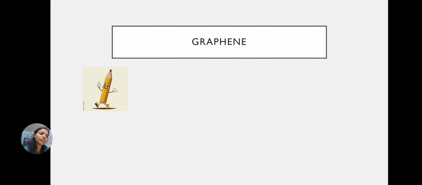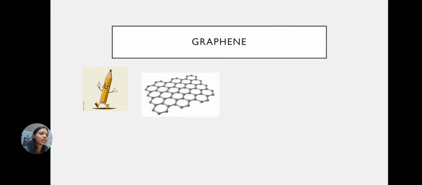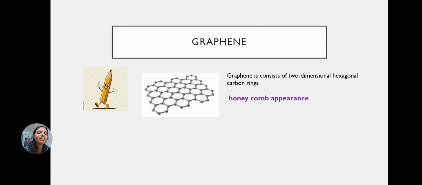Unlike diamond, in graphene, each carbon atom is covalently bonded not to 4 but 3 other carbon atoms. Just look. If you take this carbon atom here, we can see that it is bonded to 1, 2, 3 other carbon atoms in the graphene. Graphene consists of 2-dimensional hexagonal carbon rings. It's clearly shown in this image, and it has a honeycomb appearance.